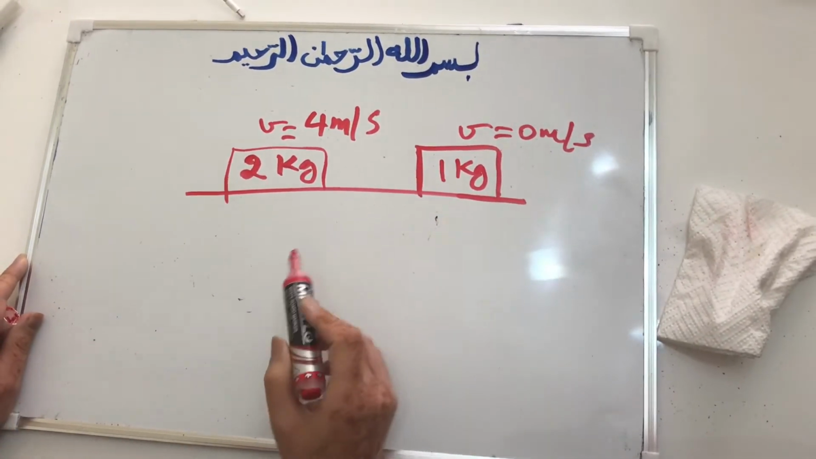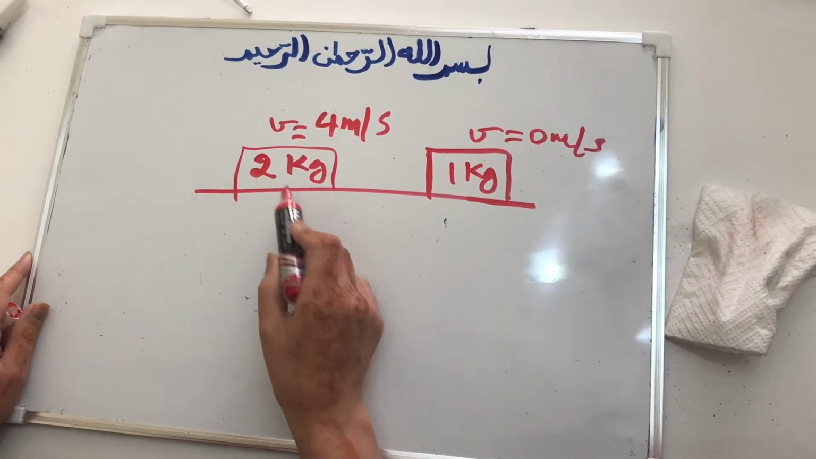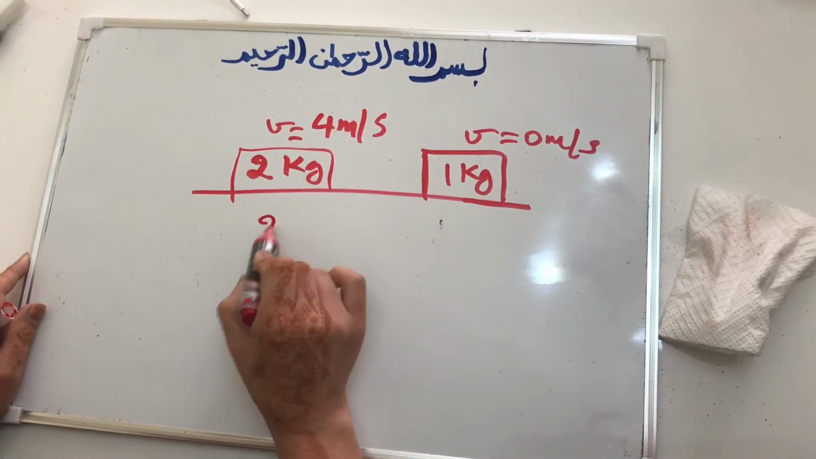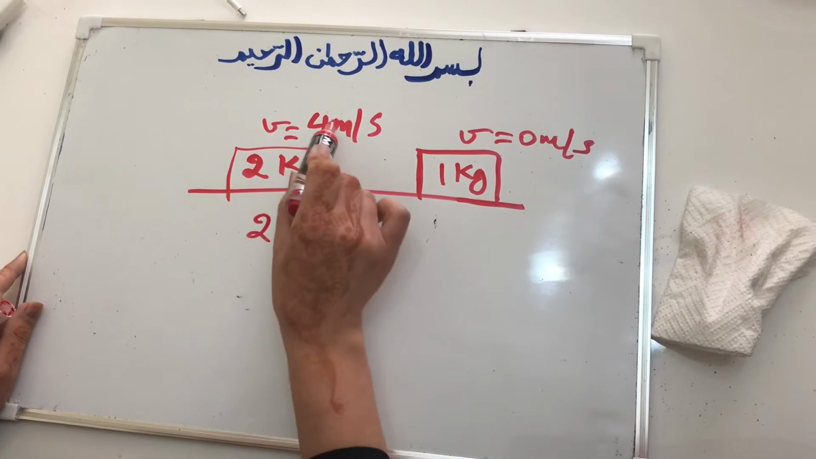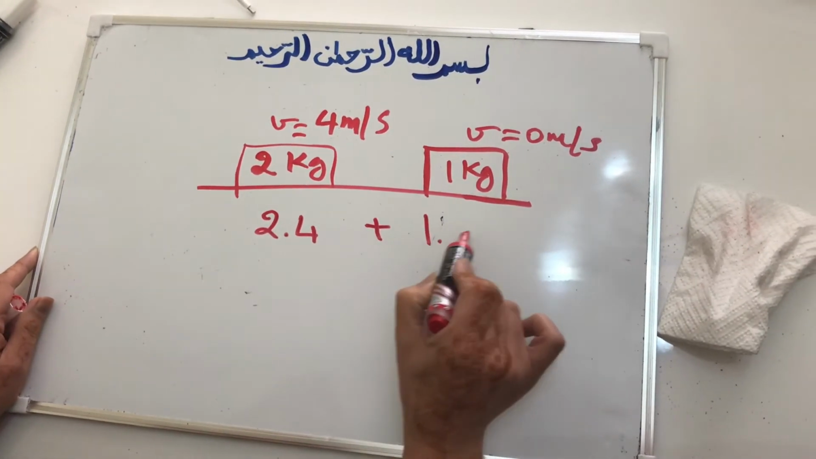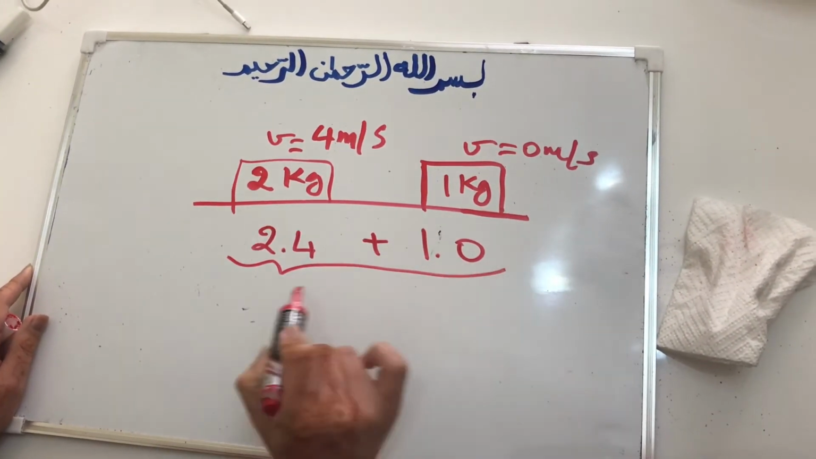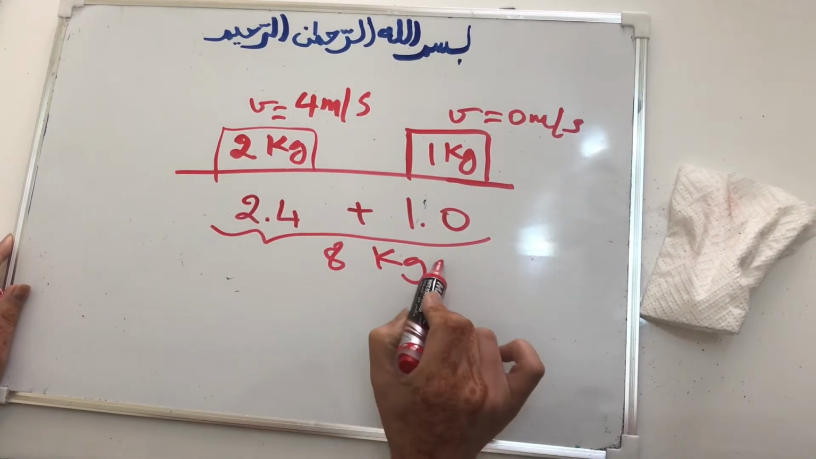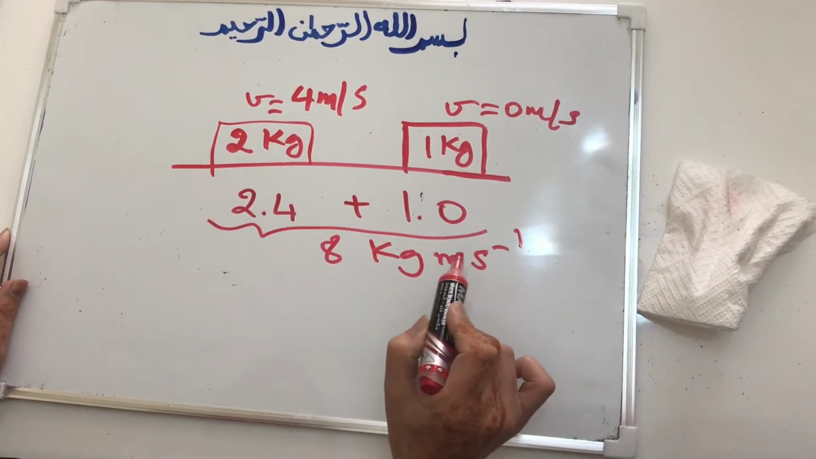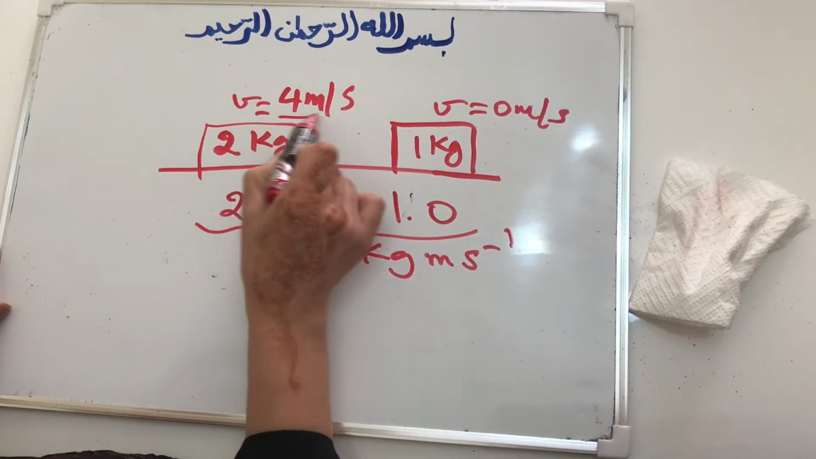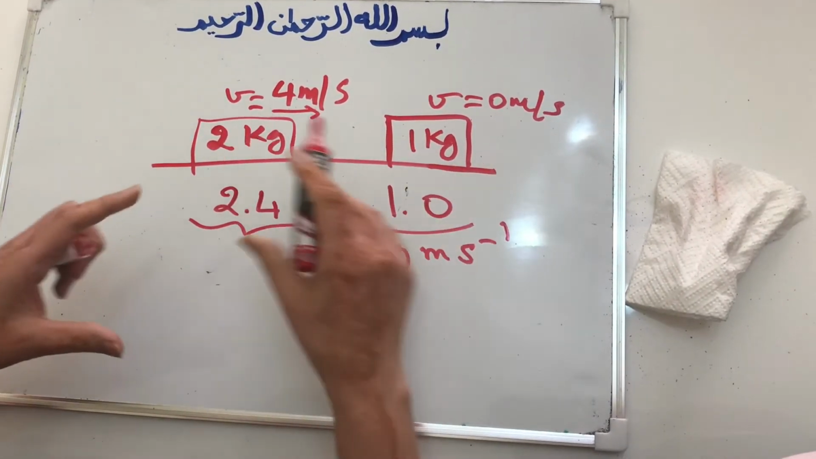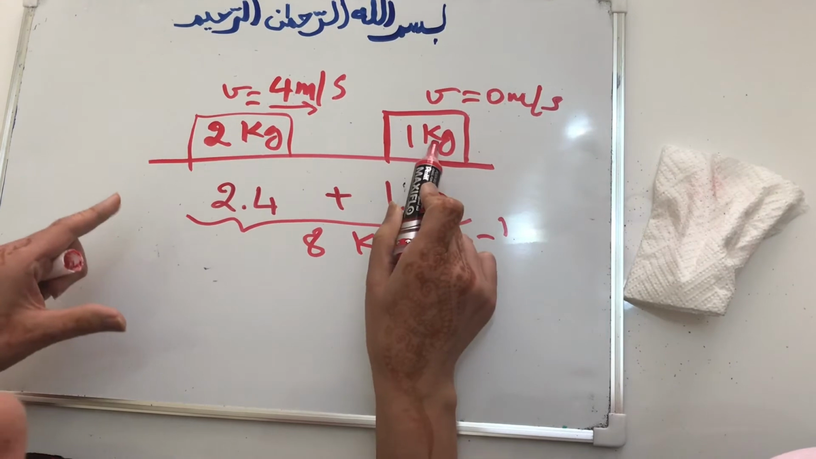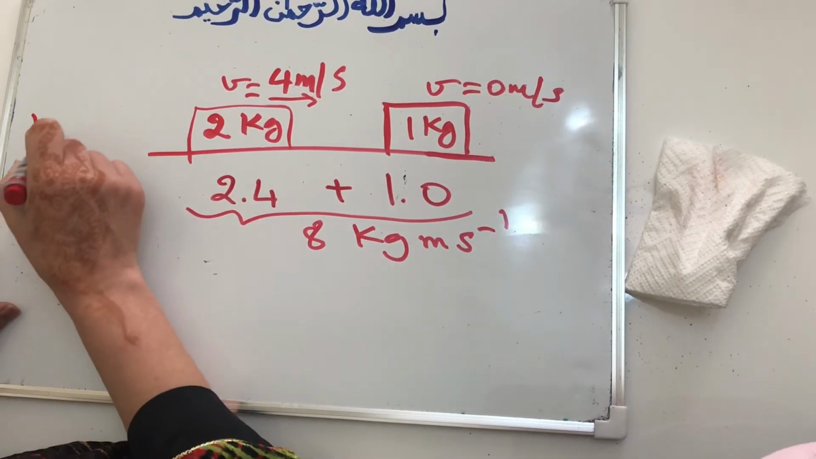So what's the initial momentum here? It's going to be 2 times 4, the mass times velocity, plus 1 times 0. So the total is going to be 8. Again, what's the unit? Kilogram meter per second. Then let's say that the 2 kilogram block collides with the 1 kilogram block and they stick. So this is before collision.